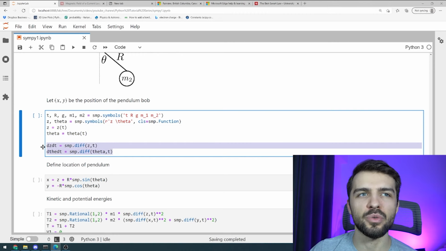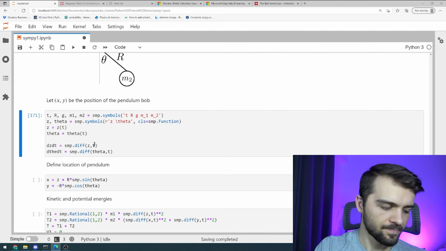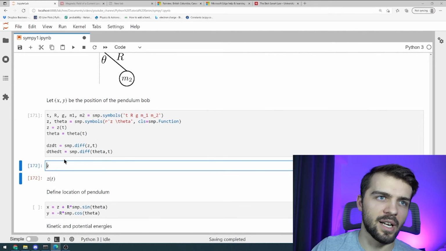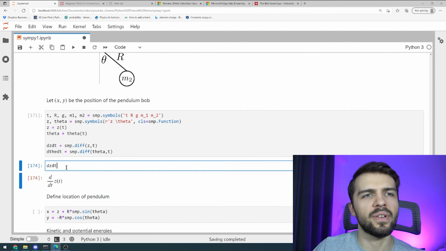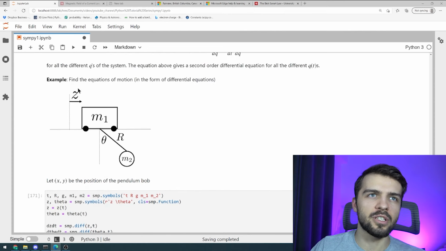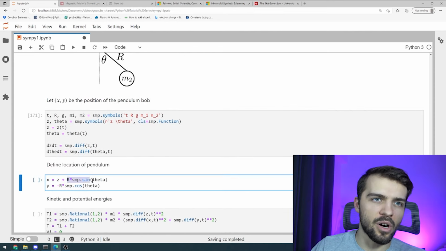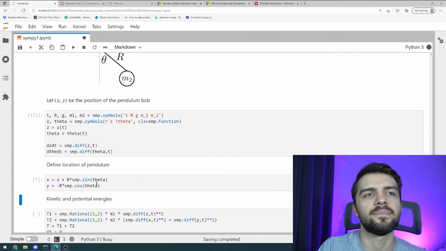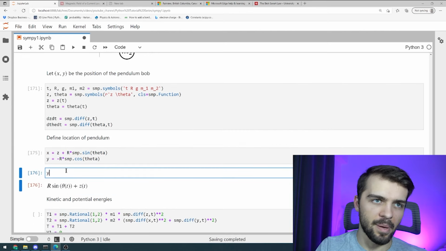I also define the derivatives, dz/dt and d theta/dt. So z, for example, is an abstract function, and dz/dt is an abstract derivative like this, and I can define the location of the pendulum. Well, the x position of the pendulum is just z plus x, where x is equal to r sine theta, and y is equal to minus r cos theta. So these are my positions in x and y of the pendulum.